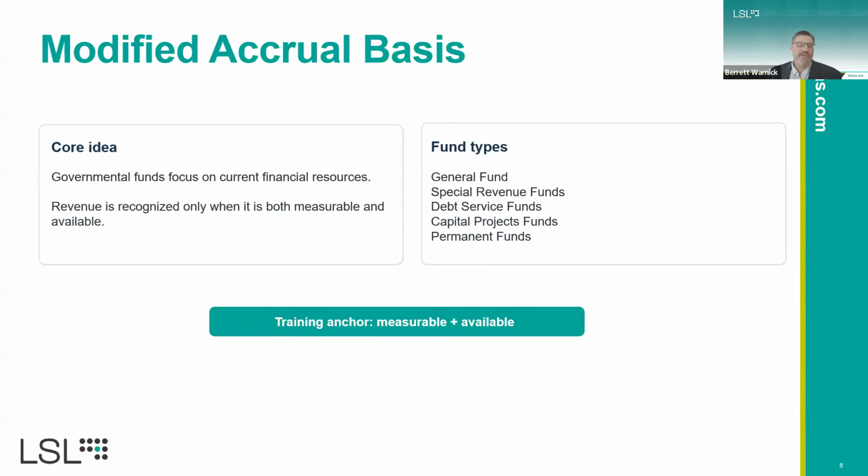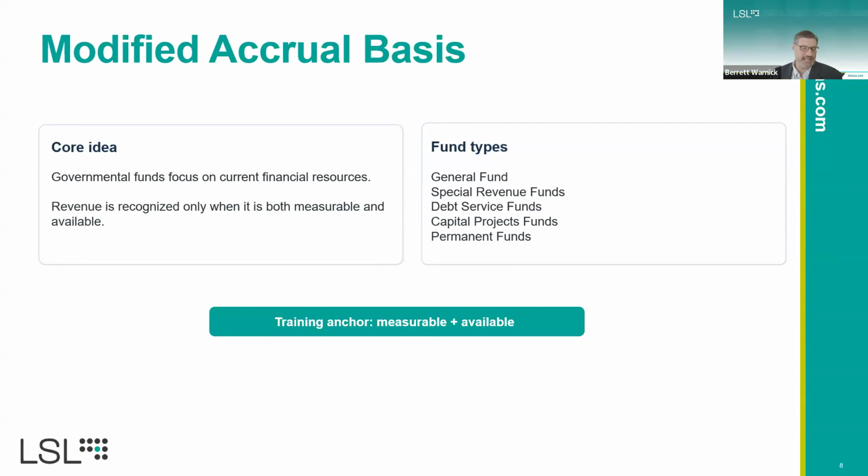So with the modified accrual basis, the other concept that we want to throw out here is that it's only applicable to governmental funds. And governmental funds really are these funds that do have budgets. So in your financial statements, you have your government-wide statements at the front, and those are full accrual always. Then you also have proprietary funds or enterprise funds, and those are usually full accrual also, so pretty simple.